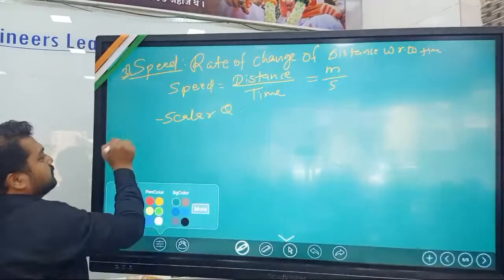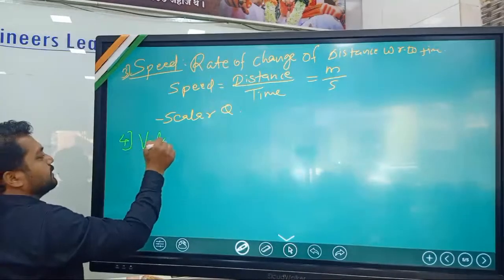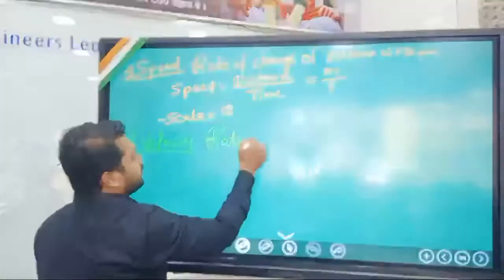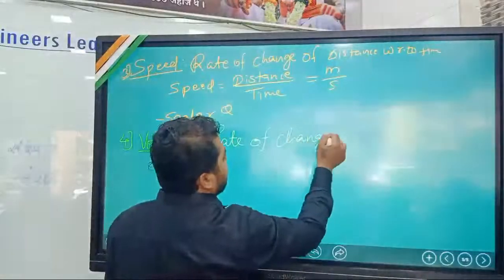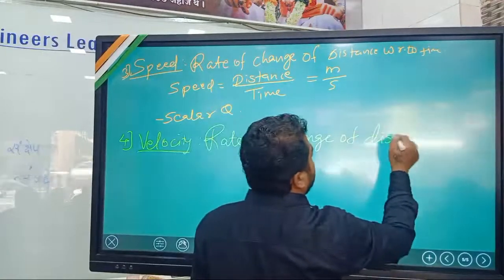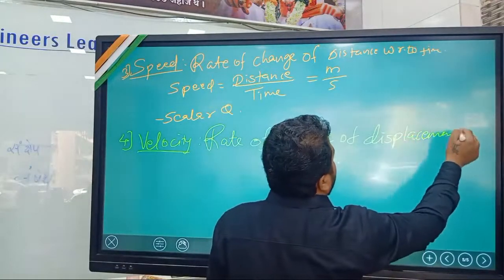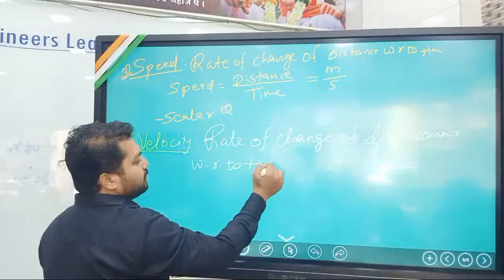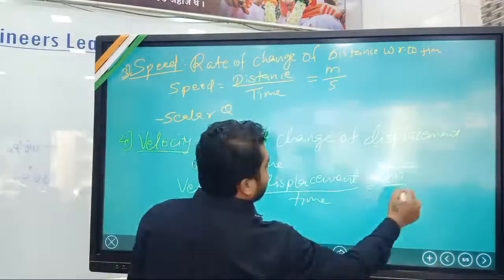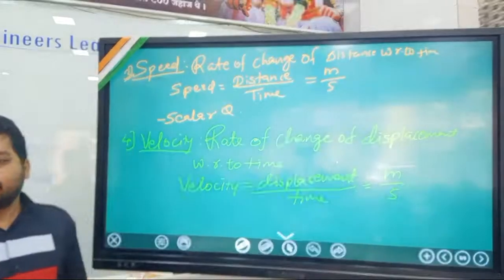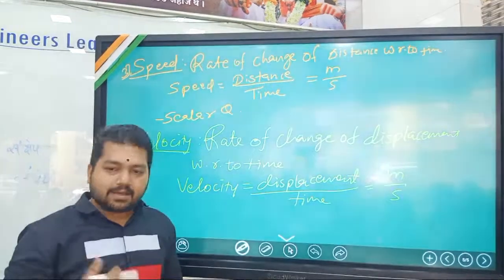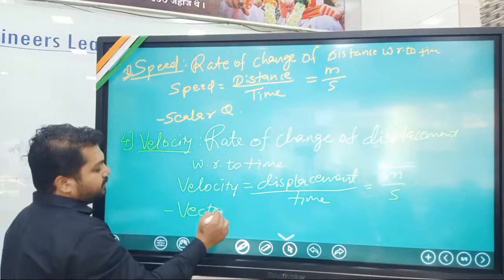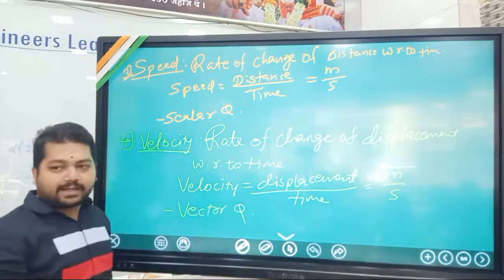Now definition 4 is velocity. What is velocity? Rate of change of displacement with respect to time. So here unit of time is second. So unit of velocity is meter per second. Sir, both the units are same. Then what is the difference? This is vector quantity. Why? Because displacement is vector quantity.